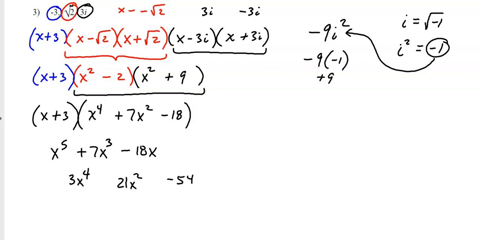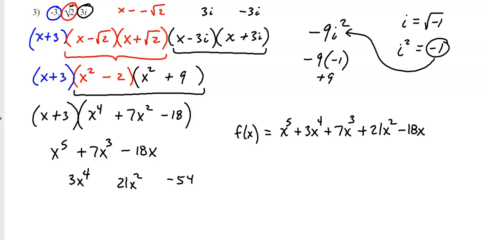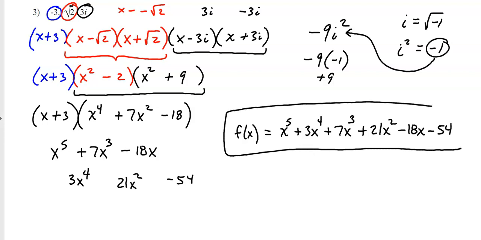So wow, when I put all this together, I'm going to have f of x or p of x, whatever you want to call it. I'm going to have x to the 5th plus 3x to the 4th plus 7x to the 3rd plus 21x squared minus 18x minus 54. So I believe that is the function with all 5 of those zeros.